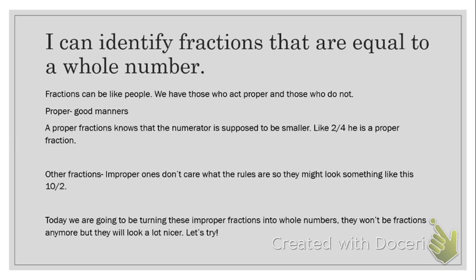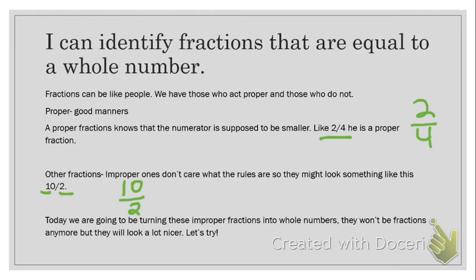A proper fraction knows that the numerator, the top number, is supposed to be smaller, and the denominator is supposed to be the bigger number. Let me give you an example, like 2/4 here. 2/4 is a proper fraction, meaning the numerator is smaller than the denominator. But then we have other fractions called improper fractions. They don't care about the rules, so they look a little different. They have a bigger numerator than denominator. So this one has 10/2.